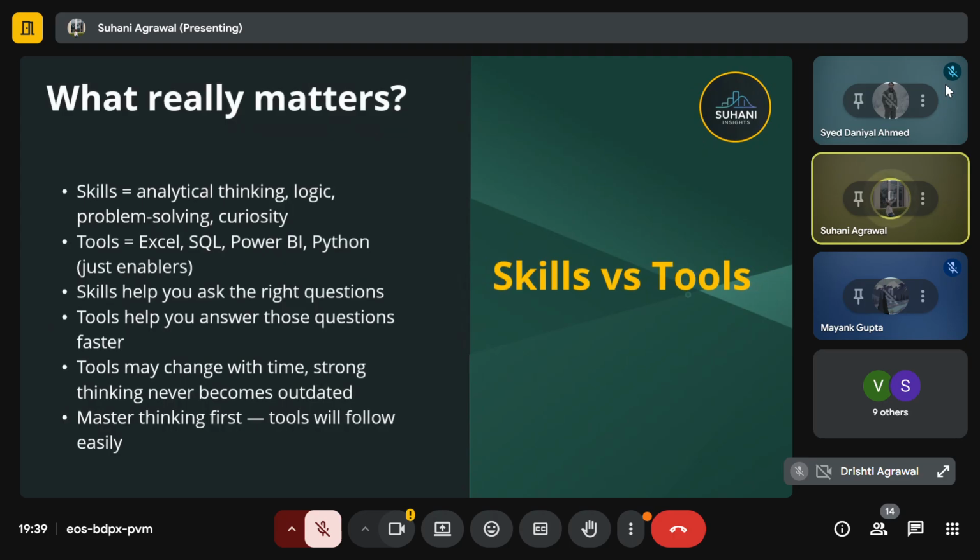This topic is a beginner's favorite. Every beginner thinks of which tool should I start with. Should I start with Excel? Should I start with SQL? Should I go with Power BI? What if I don't know Python? We all think about this.